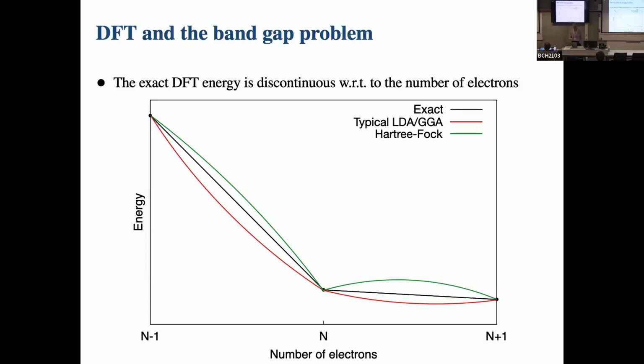And as a result, this is why when you do a mix of the two, when you do some hybrid, you get something which is closer to the linear. And as Valerio was pointing out, there is a branch of research in our field that's trying to get Koopmans compliant exchange correlation functionals that respect this piecewise linearity of the energy. Okay?